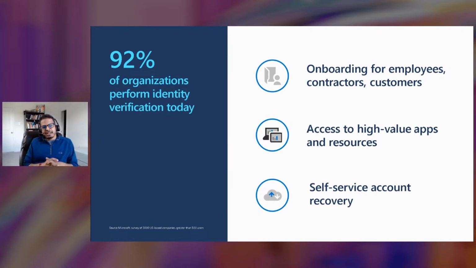But then we also find that the level of verification actually starts to go down as you try to access certain apps, or you try to do a self-service account recovery where you'll be asked, okay, which street were you born on, or which street you grew up on. So essentially the bar for verification keeps going down.